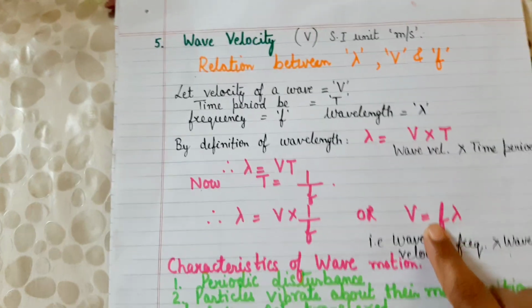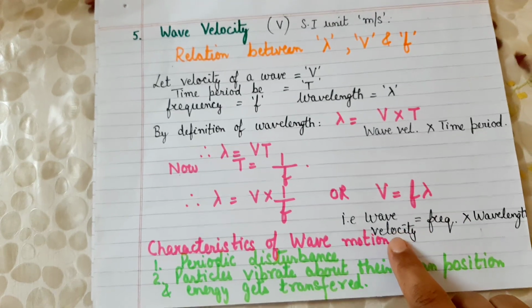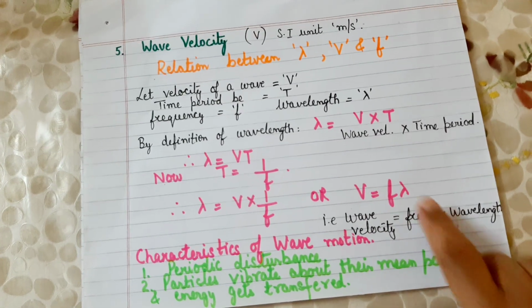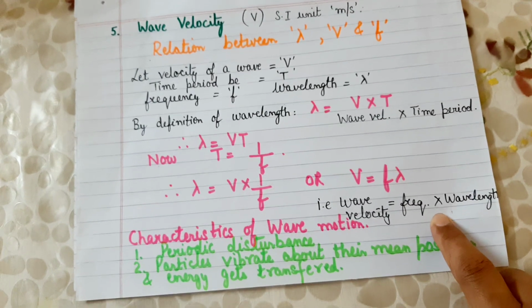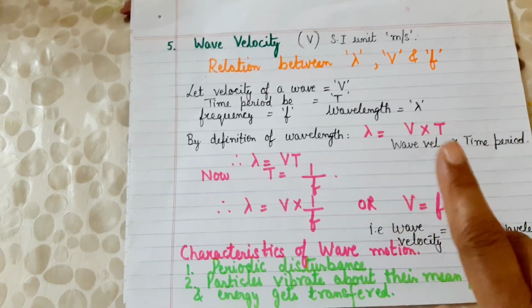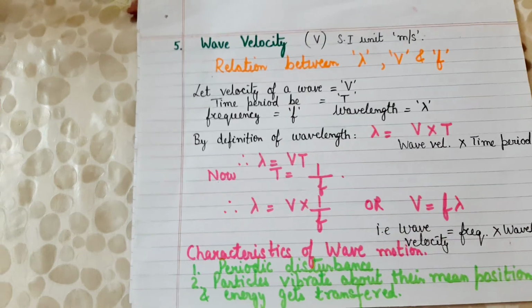So this is the relation between wave velocity, frequency and wavelength. You can see I have written: wave velocity of a wave is equal to frequency multiplied by the wavelength. This is an important formula. Now, as you saw, children, I told you that wave motion can be of two types, right? The sound waves can travel in the form of transverse wave or longitudinal wave.